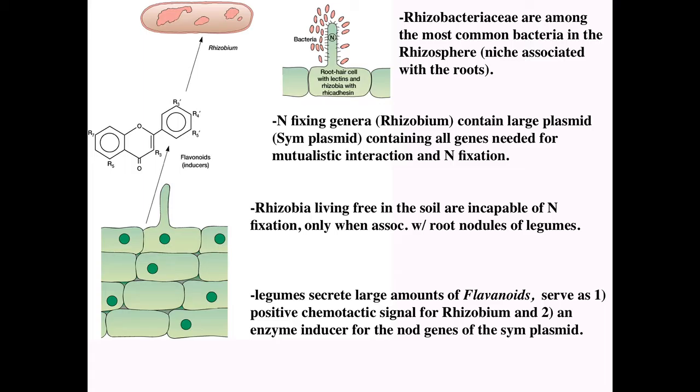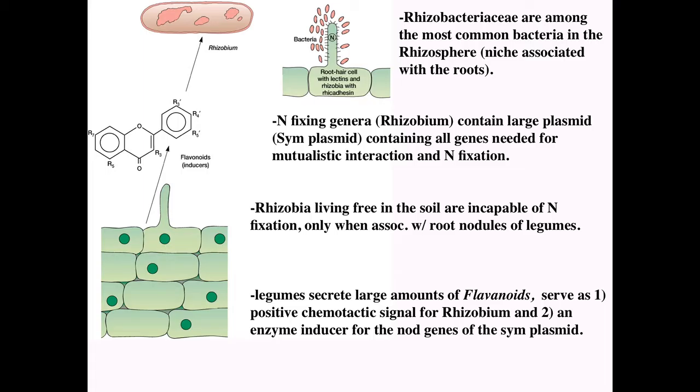This Sym plasmid has all of the genetic machinery necessary to sense the flavonoids, to drive the chemotaxis, and to go through this, I'll use air quotes, infection process that we're about to describe with the plants. It's all about this Sym plasmid. It contains all of the genes necessary for that, including nitrogen fixation.